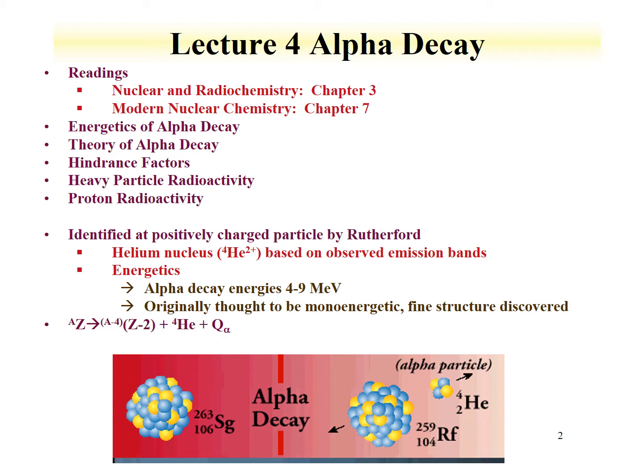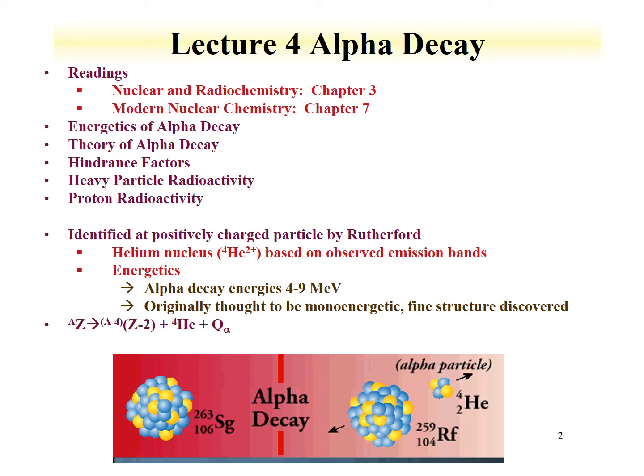from isotopes. As we presented in our very first lecture on the history of modern nuclear physics and radioactive decay, Ernest Rutherford and his team identified a positively charged particle being emitted from the nucleus. The helium-4 nucleus was based on observed emission bands. And so from this point, it was clear that a particle of 2 protons, 2 neutrons was coming out of the nucleus. Now, the energetics of alpha decay: their energies range from 2 to 9 MeV.